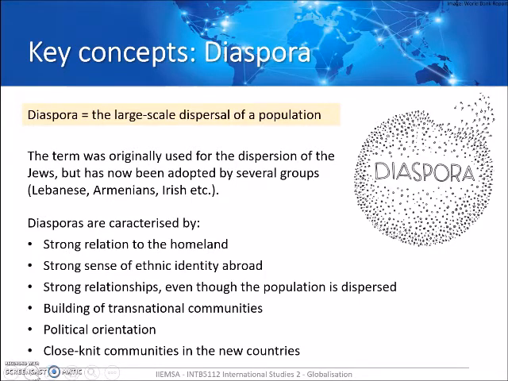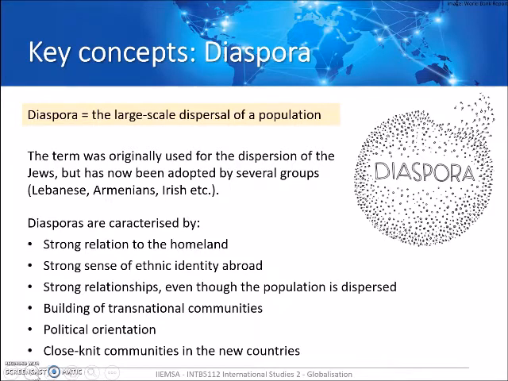Usually diasporas are characterized by having a very strong relation to the homeland. So even though people are spread all over the world, they keep a very strong relation to the homeland. They keep a very strong sense of ethnic identity, even though they're abroad. And they also keep very strong relationships with people who are still in their homeland, but also with people from the same group that are all over the world, right? So even though the population is dispersed, there's strong relationships. There's also building of transnational communities.